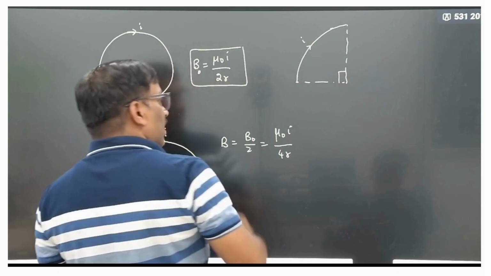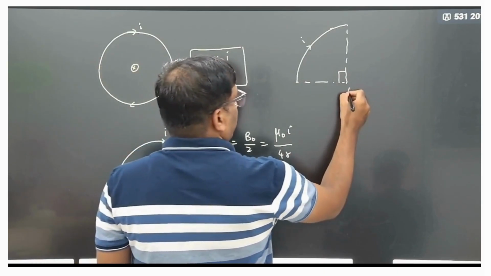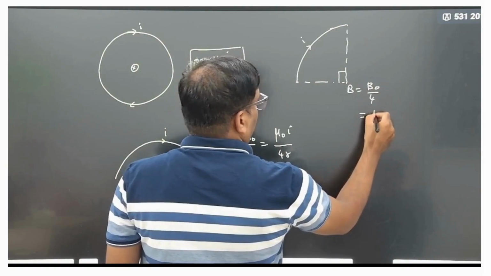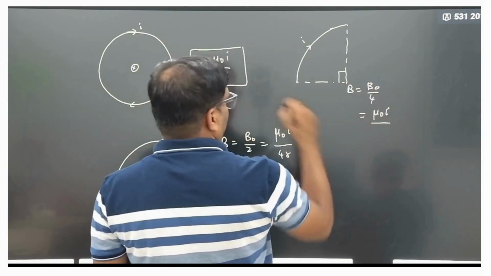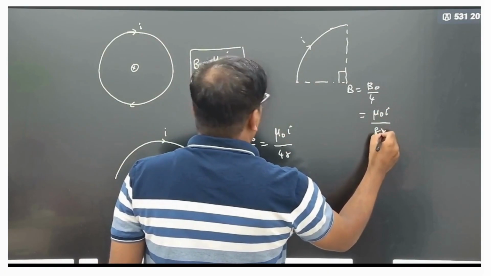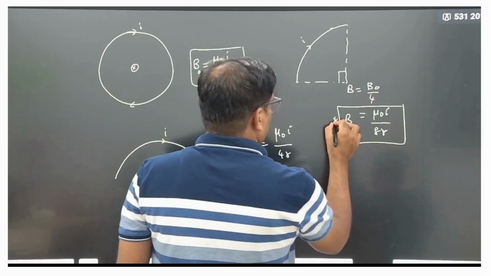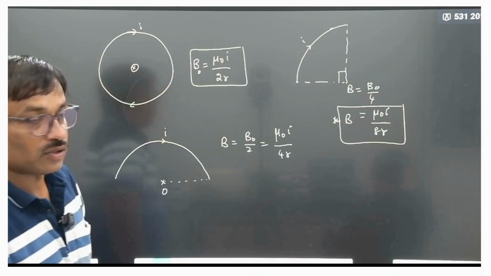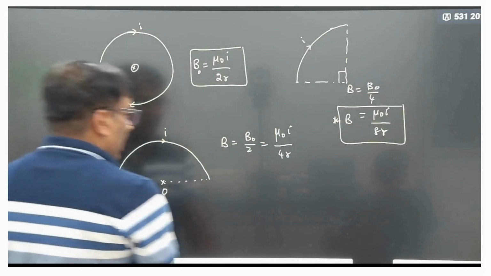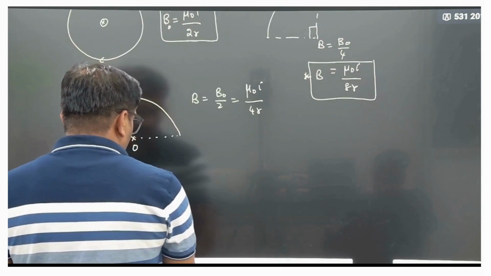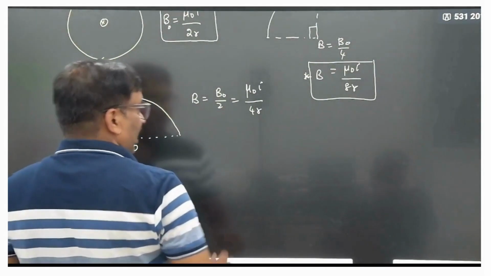So therefore 1/4 means you can divide it. So the magnetic field at this point is B naught by 4. Therefore, mu naught into I by 4 multiplied by 2r, that is nothing but mu naught I by 8r, will be your magnetic field at the center of this. Clear? Now if any angle is there, at that point we want to calculate the magnetic field at any certain angle.